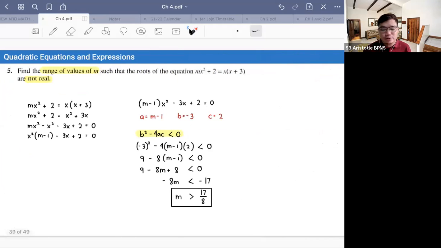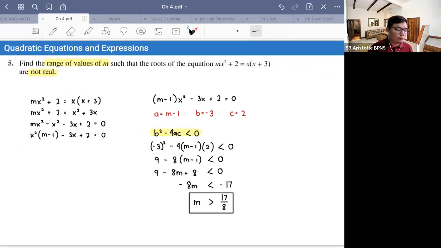All right, now let's go to number 5. So this is the last question from your homework. This might be the trickiest of all. Now for number 5, it says here, find the range of values of m such that the roots of the equation mx squared plus x equals x times (x plus 3) are not real.